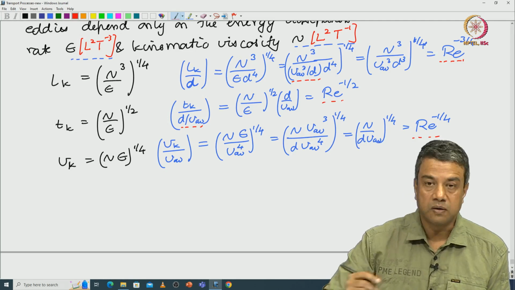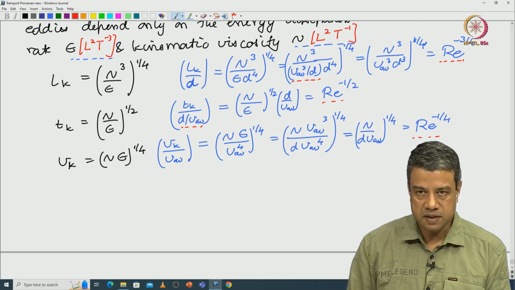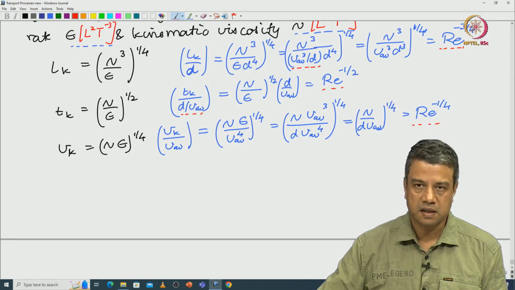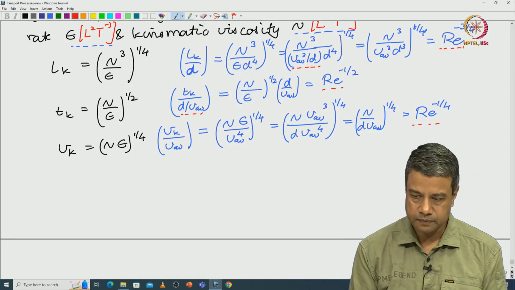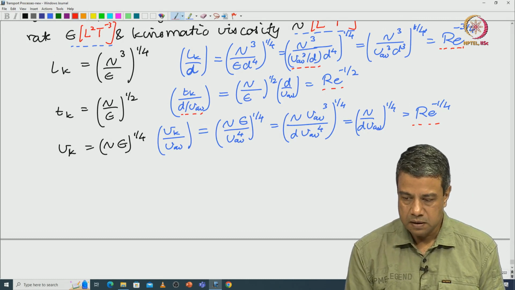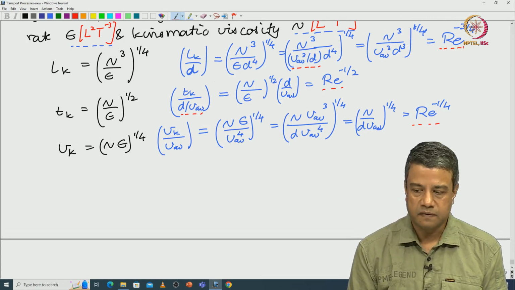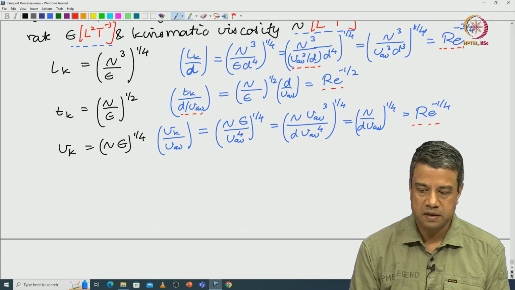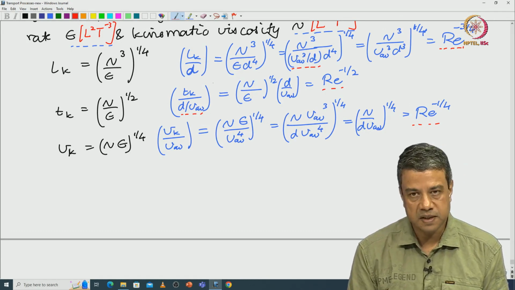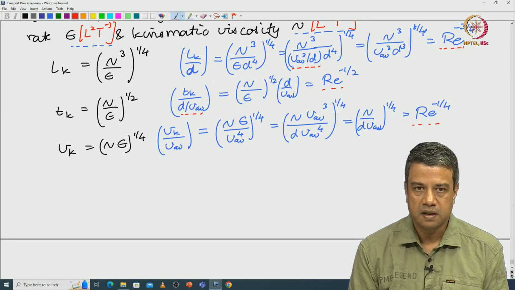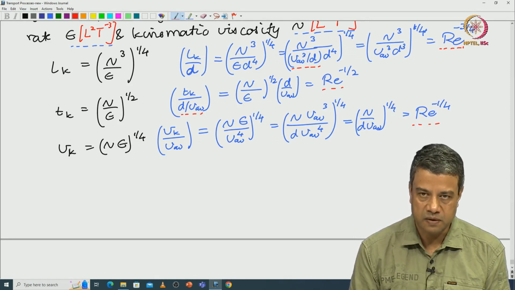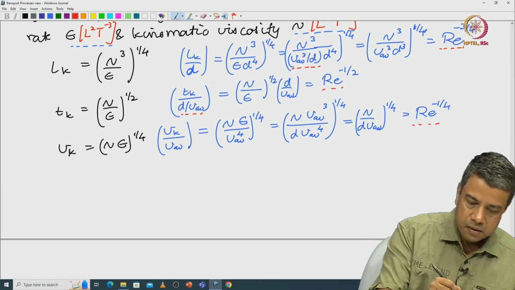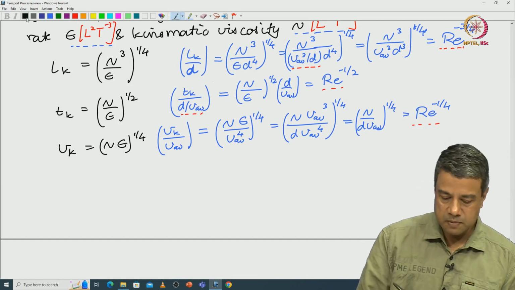Okay. Note that in all of these cases the Reynolds number is large. I had said the characteristic of turbulent flow is that it is at high Reynolds number. Therefore, the Kolmogorov length scale is Re power minus 3/4 times the pipe diameter. The time scale is Re power minus half and the velocity is Re power minus 1/4 times the large scale values. Okay. What is the Reynolds number based upon the Kolmogorov scale?